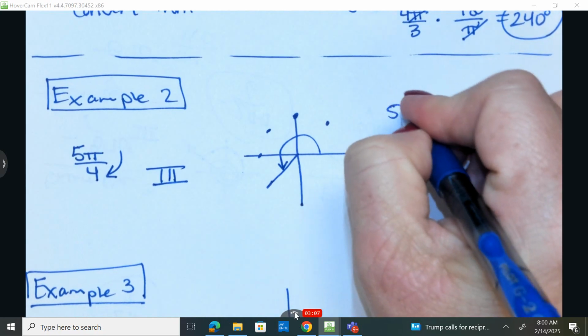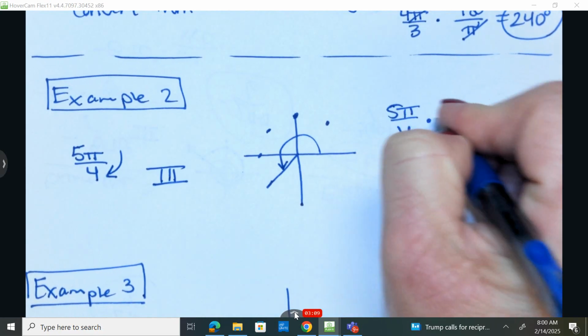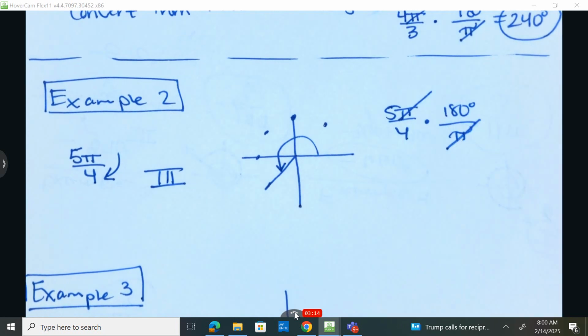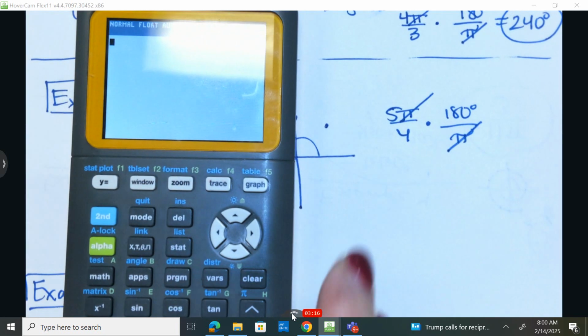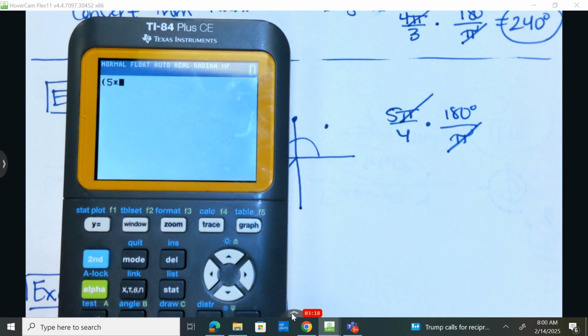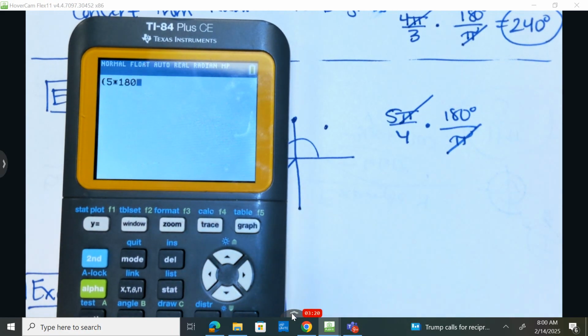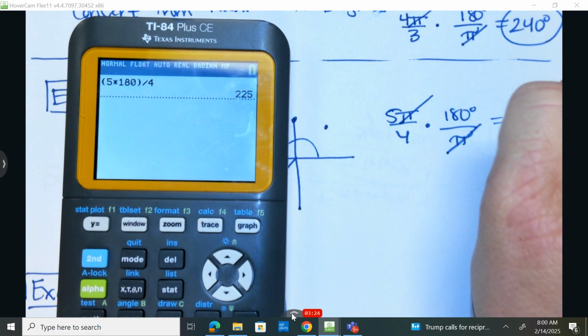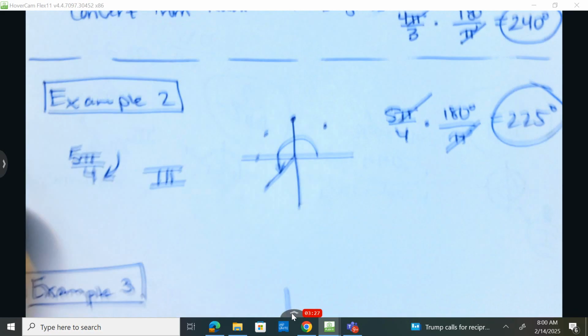Now how am I going to convert? 5 pi over 4 times 180 degrees over pi. On my calculator, and again you can use Desmos at home, I'm taking 5 times 180, and then I'm going to divide it by 4. This is equal to 225 degrees.